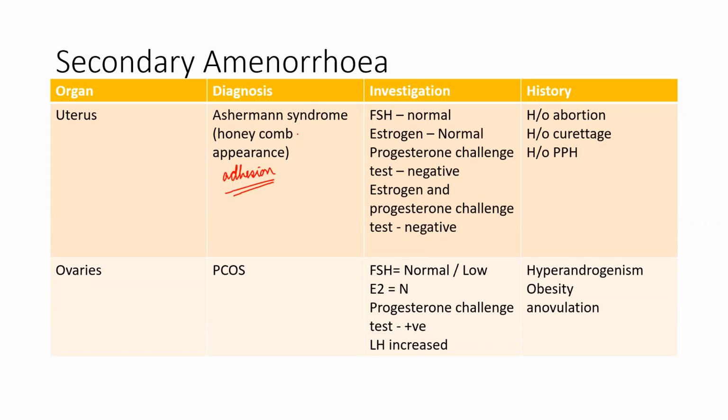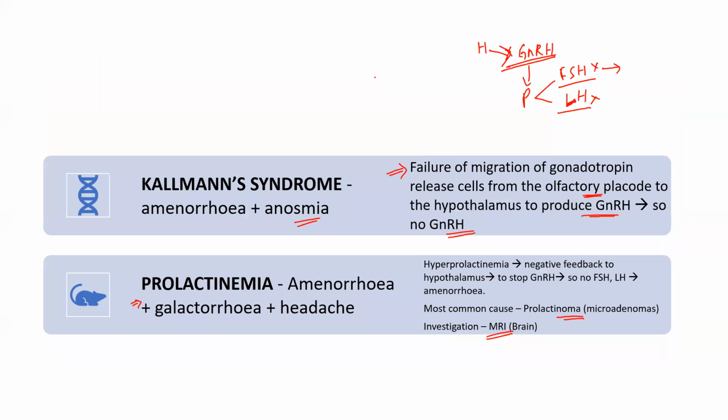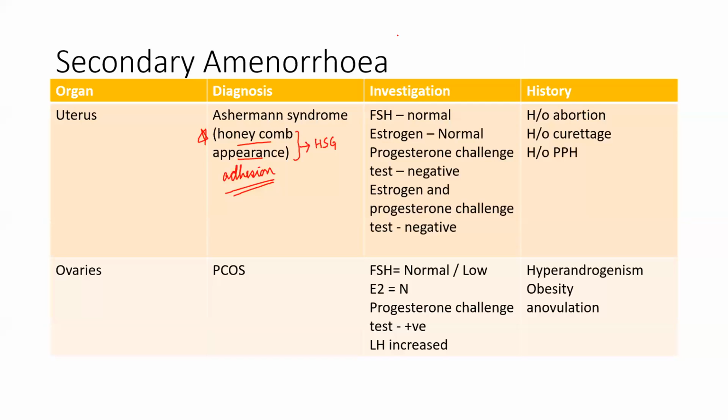Okay, now, when we do a hysterosalpingography, we can see a honeycomb appearance. This is a major thing which you need to remember. In case of Asherman syndrome, you'll be having a honeycomb appearance.